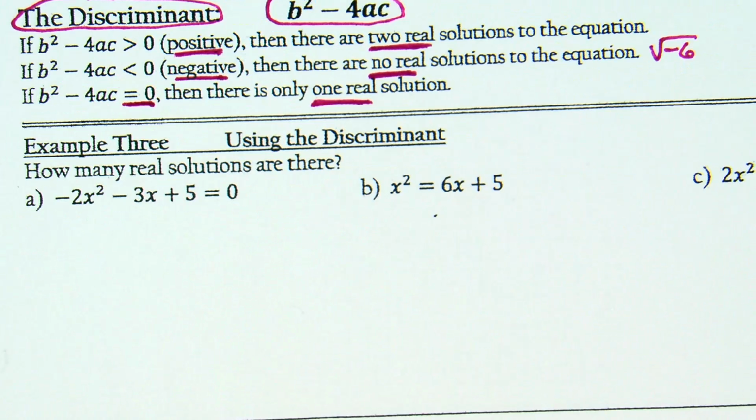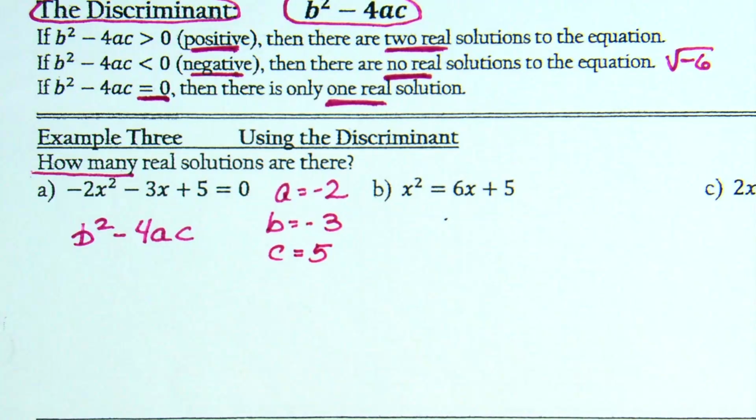Now, can you tell me your a, b, c? Well, a is negative 2, it's in front of x squared. b is negative 3, it's in front of x. The c is 5, it's the constant at the end. Okay, so let's fill our numbers into the discriminant. b squared means I'm doing negative 3 squared, minus 4 times a, which is negative 2, times c, which is 5.